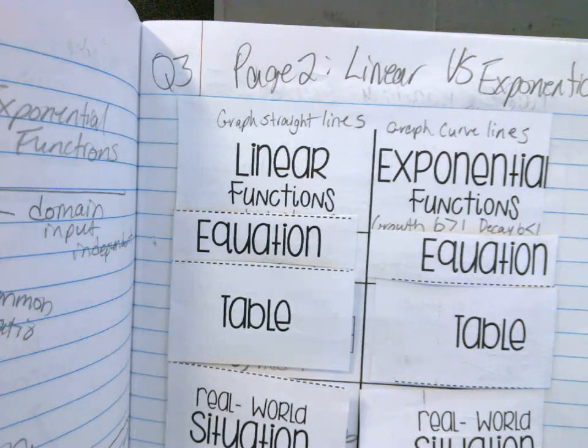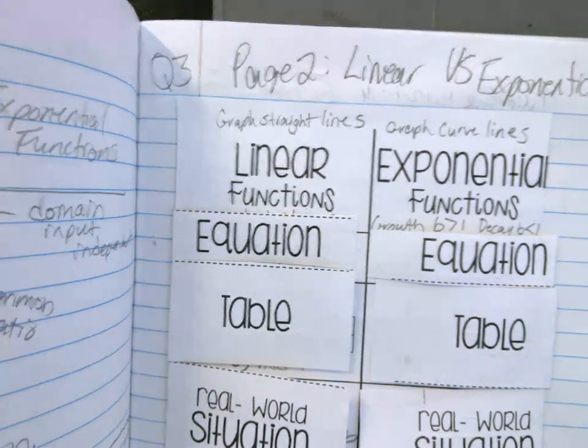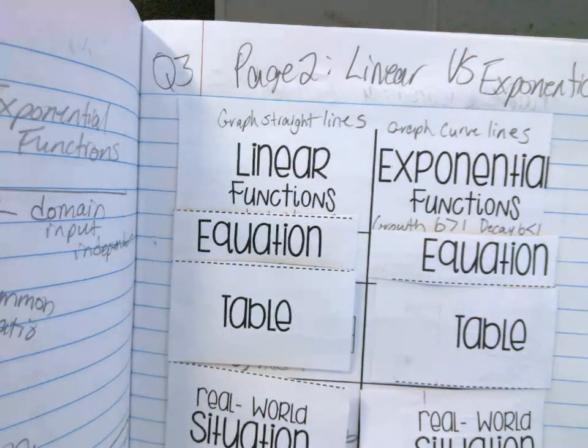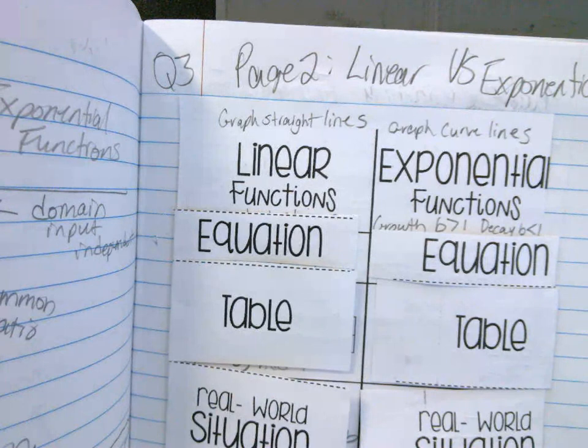All right, so we have linear versus exponential. Linear: what kinds of lines do linear functions graph? Noah, what type of line does a linear function graph? Straight lines. What kind of lines do exponential functions graph? Allie? Curved lines. Okay. What is the standard form that an exponential function is written in? Savannah?